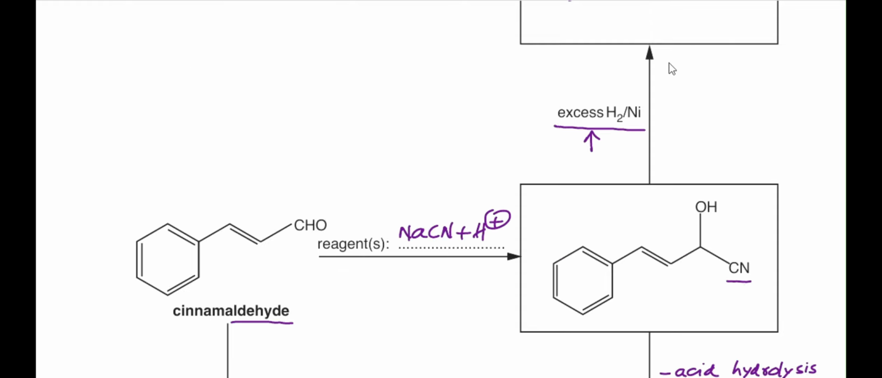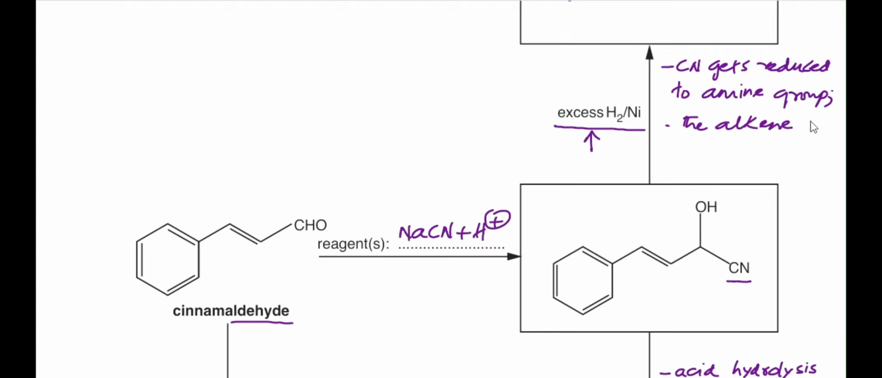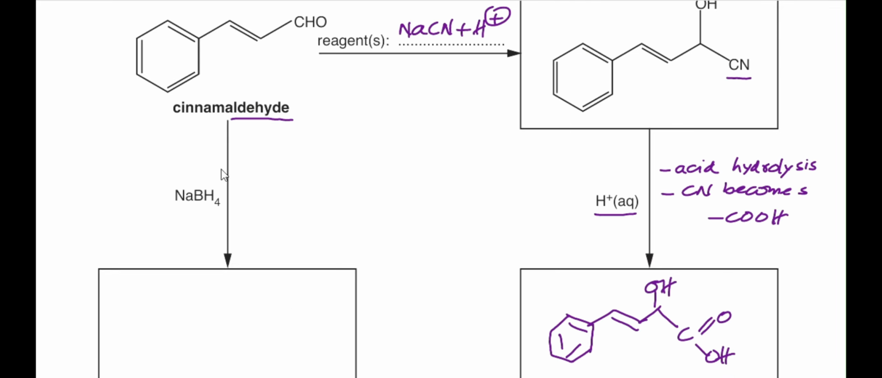So here, just for your notes, the CN group gets reduced to amine group, and then what happens is the alkene group gets hydrogenated. We are not expected to write these notes here, just for your information only. Let us pick up the next reaction.